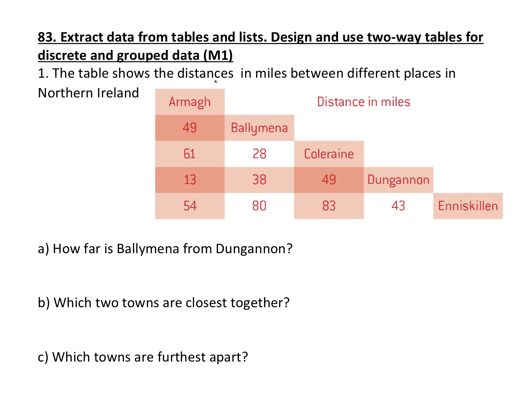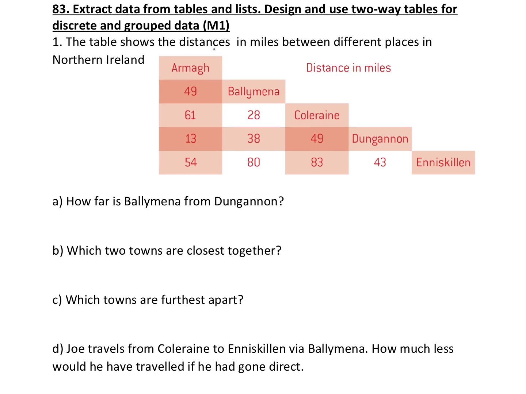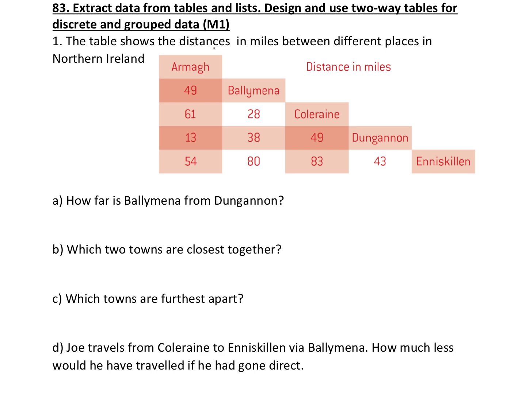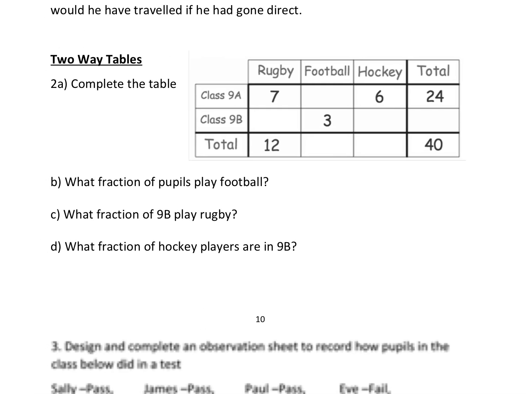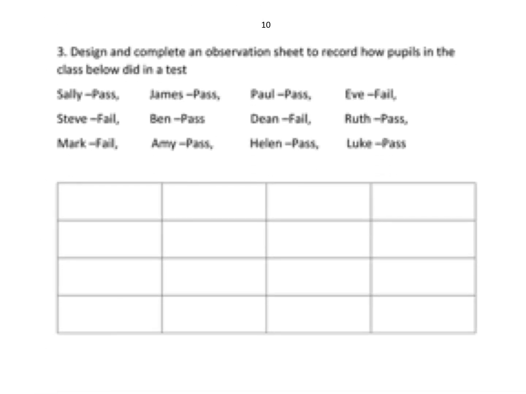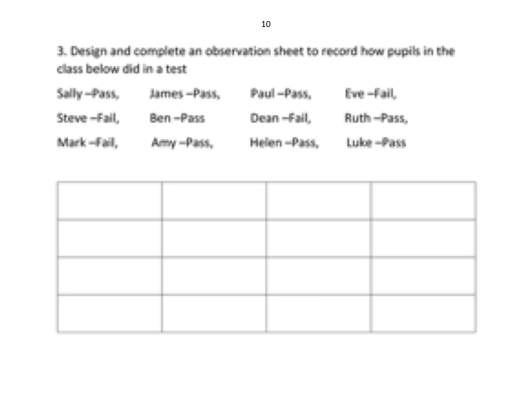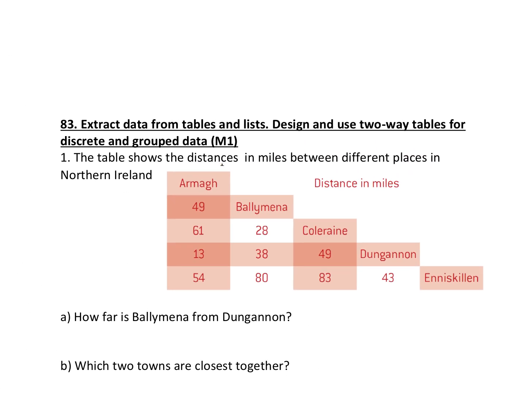In this video, we're going to extract data from tables and lists, design and use two-way tables for discrete and grouped data. If you're revising, you can pause the video and have a go at question 1, and then question 2, and finally question 3. Right, let's go through these 3 questions.